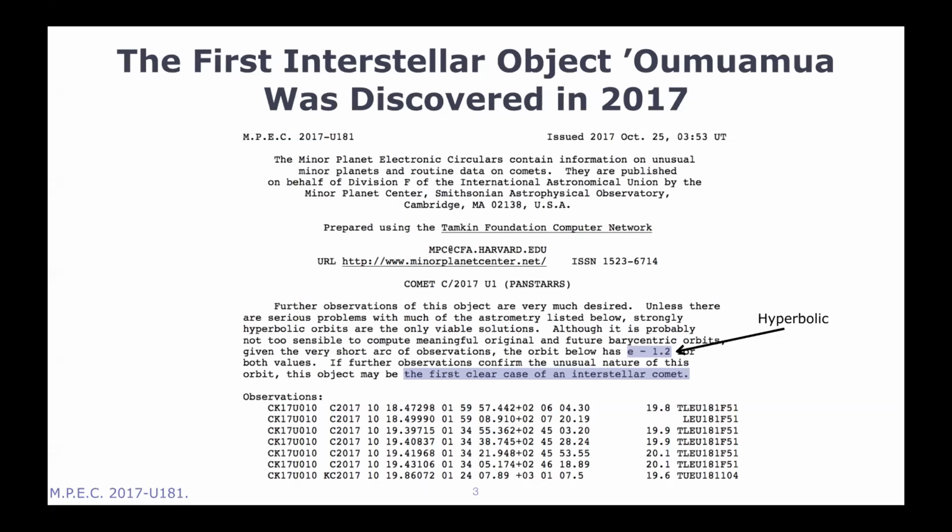I was a third-year graduate student at the time, and this is the Minor Planet Electronic Circular that announced the discovery of Oumuamua. Can you still see my screen? Did I mess something up here? Well, what you can see here is that the object has an orbital eccentricity of 1.2. So this meant that it was a hyperbolic trajectory.